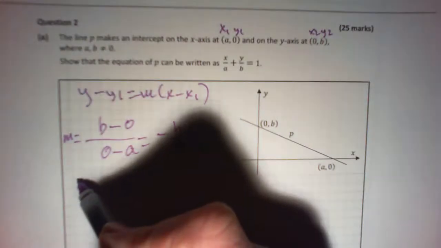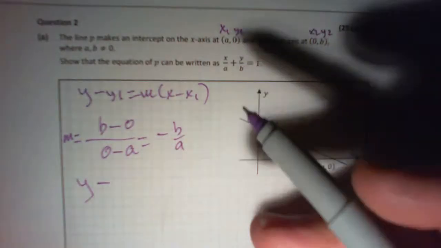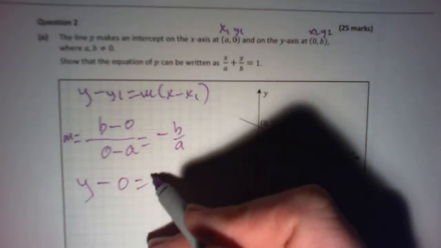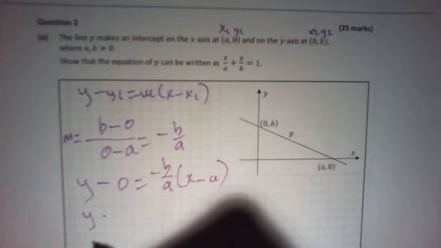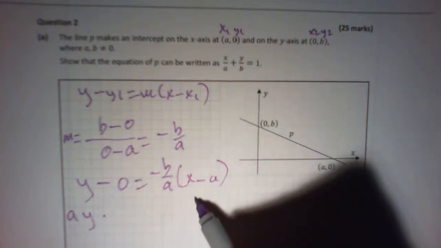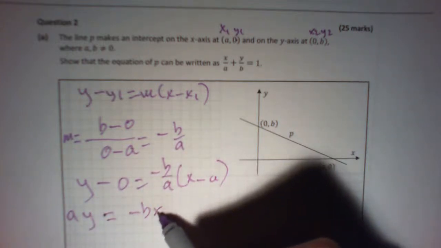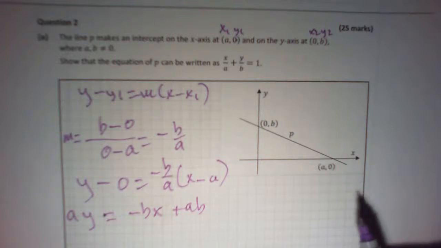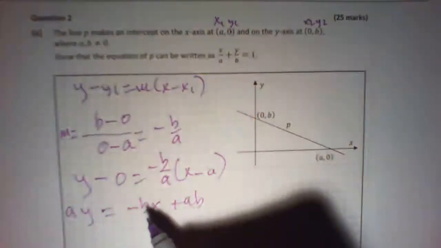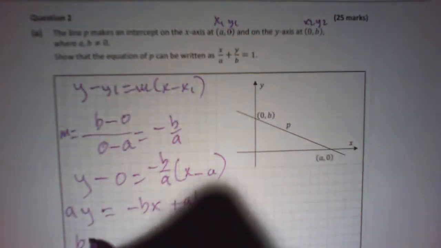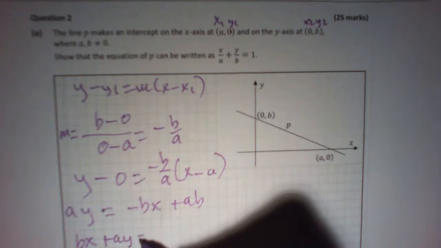So we have everything we need now. Let's do our formula. We have y minus y1, which is 0, equal to m times x minus x1, which is a. I have to distribute the a. So ay is equal to minus bx plus ab. They want us to rearrange it to have the x's and the y's on one side and the whole number on the other side. Let's do that. So bring that over. That's going to be bx plus ay is equal to ab.